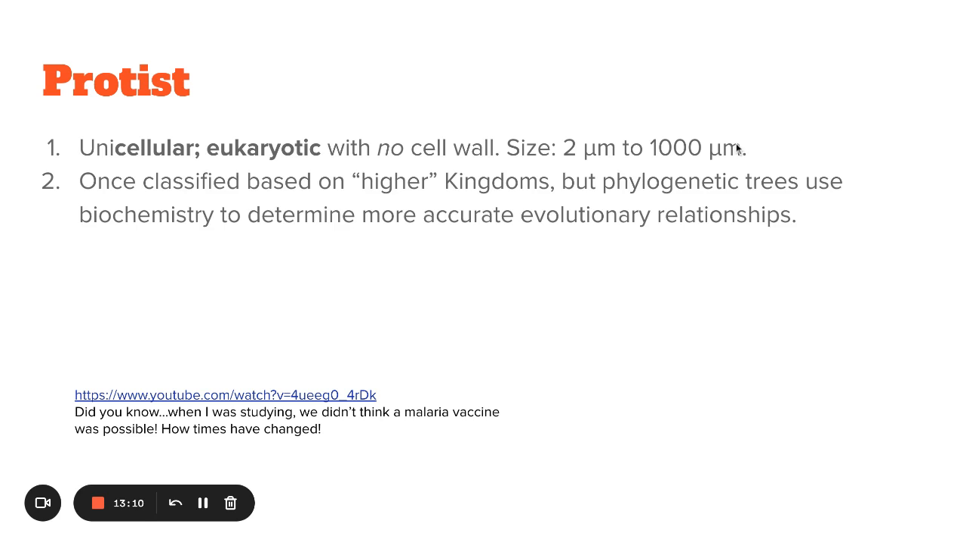You can see that the sizes have gradually increased. Protists are classified based on our known higher kingdoms, like your plants, animals, and fungi. However, more recently, they're using DNA to make a more accurate evolutionary relationship. But you can think about them as, if it is animal-like, we call them protozoans, right? If it's plant-like, we call them algae.